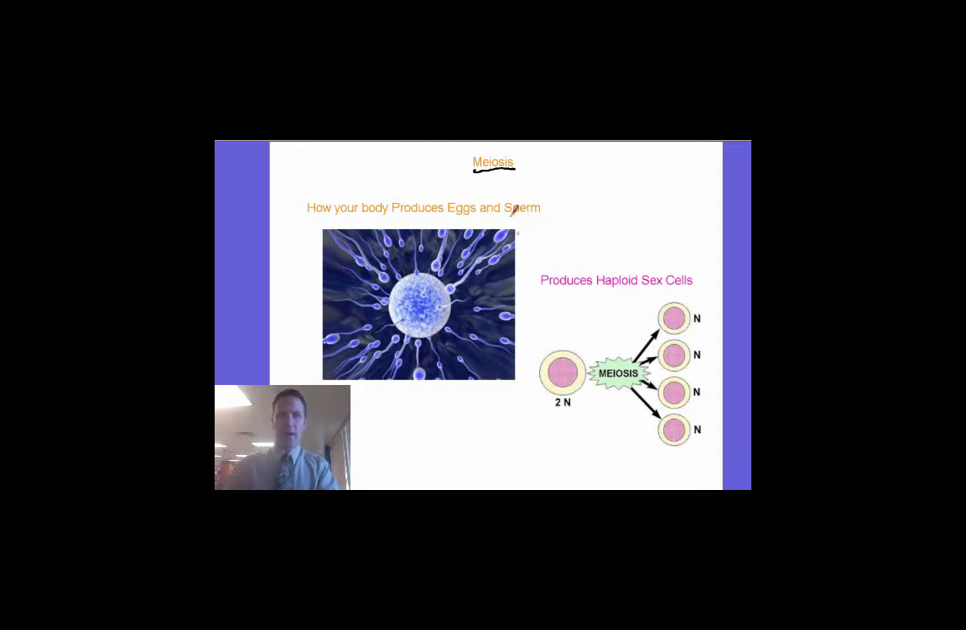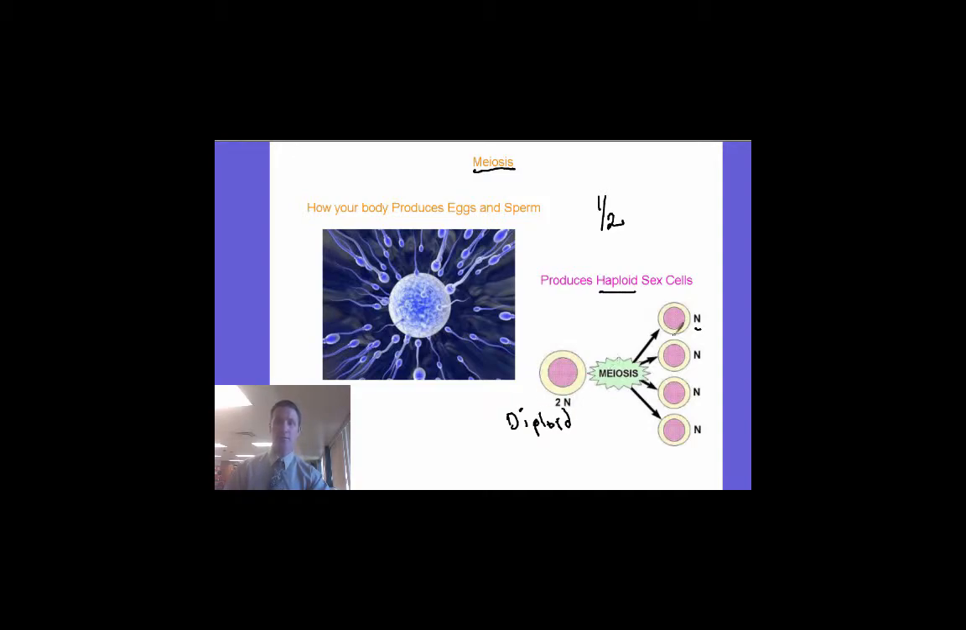And so we know that meiosis produces what we call haploid cells. They are sex cells, and they have half the genetic information, so we call them N. A normal cell, being 2N, is called a diploid cell, and it has the normal amount of information.